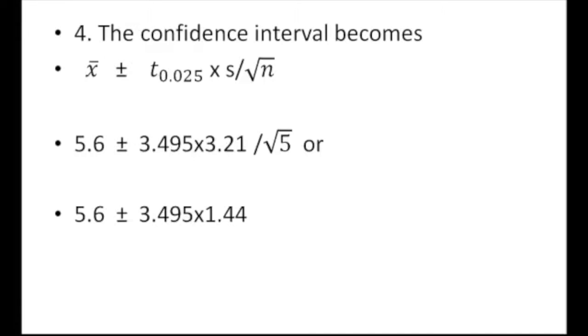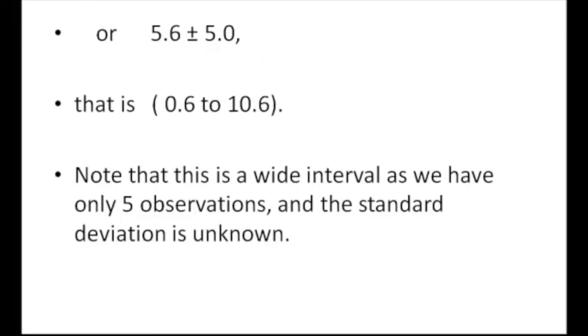4, the confidence interval becomes x bar plus or minus t subscript 0.025 times s over the square root of n, or 5.6 plus or minus 3.495 times 3.21 divided by the square root of 5, or 5.6 plus or minus 3.495 times 1.44. That gives us 5.6 plus or minus 5.0. Equivalently, 0.6 to 10.6.